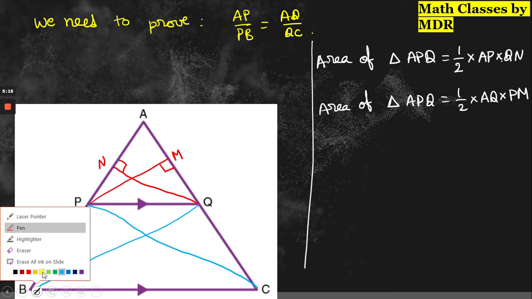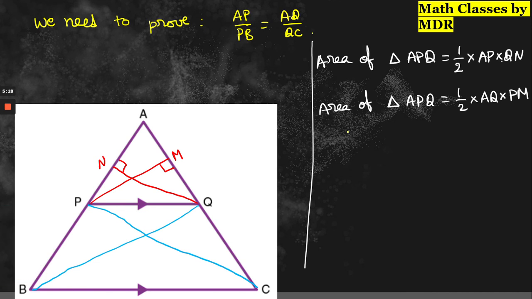Let us try to find out the area of triangle PBQ, where PB is the base. Now, what is the height of the triangle? The height of the triangle will be from Q, right? So Q1 will be the height of this triangle. So half PB into Q1 is the area of the triangle PBQ.